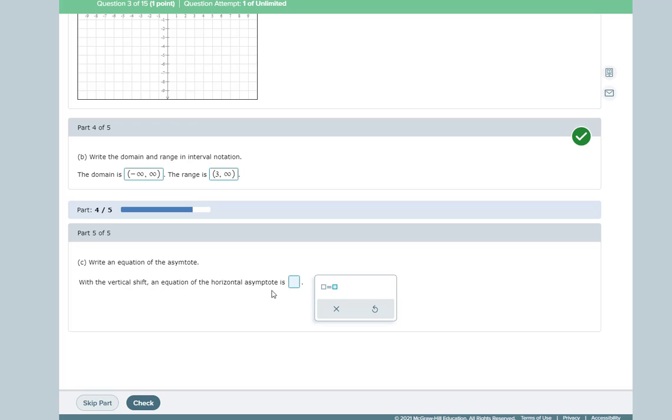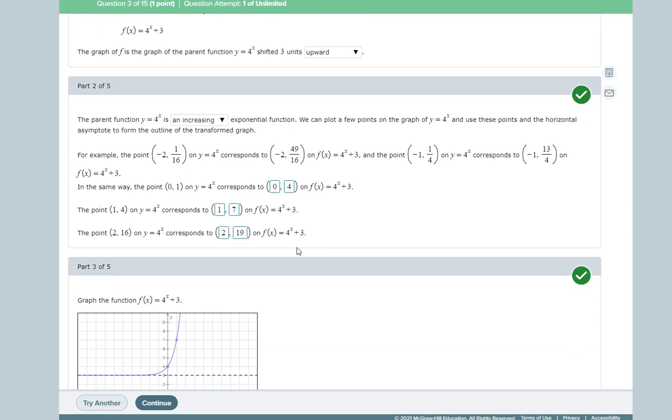And so we got it. And so the equation of the asymptote, because we had the vertical shift, it's going to be at y equals 3. Make sure you put the y equals because it is a horizontal line. We check that, and we got it.